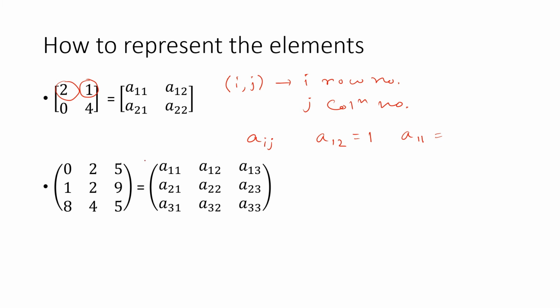So if in this matrix we write a31, then what is the element at the 3 and 1 position? This is the element 8. So a31 is 8. What is a23? That means second row, third column. That is 9, so a23 equals 9. This is how we represent each of the elements within a matrix.